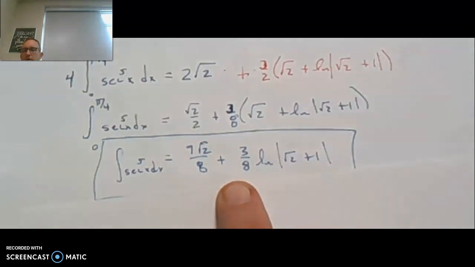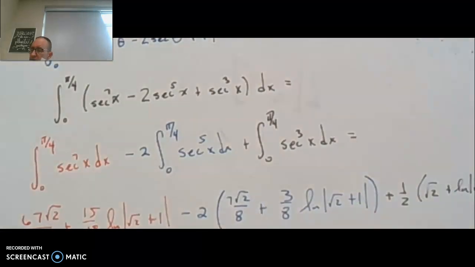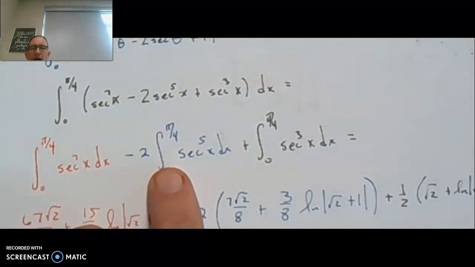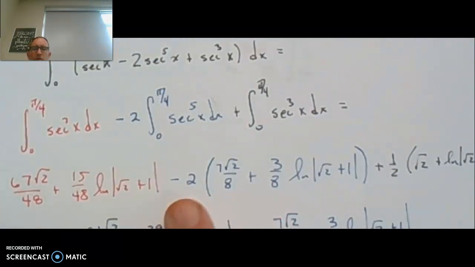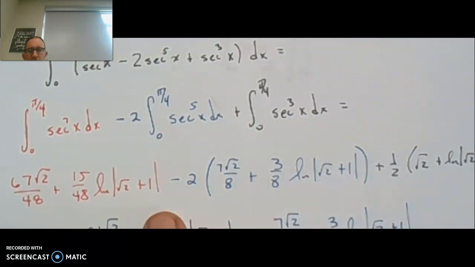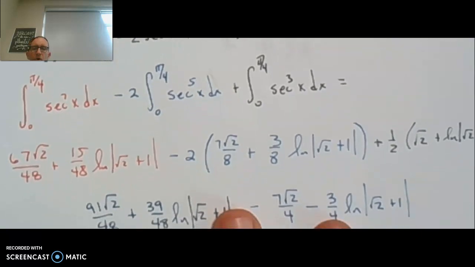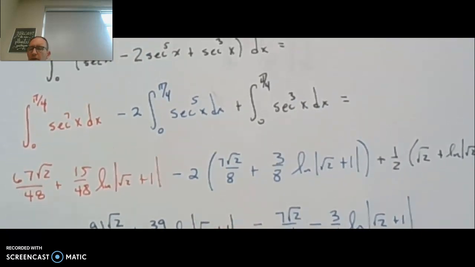All right, so putting the pieces together again. When we go back to here, we now know the value of the integral from 0 to pi over 4 of secant to the 5th. That thing will be what you see right inside the parentheses there. That's all getting multiplied by -2. Okay, we got one more thing we need to figure out.